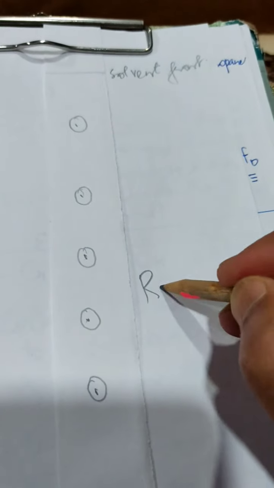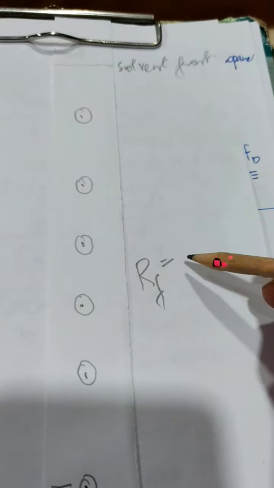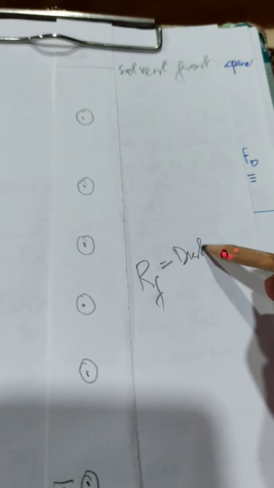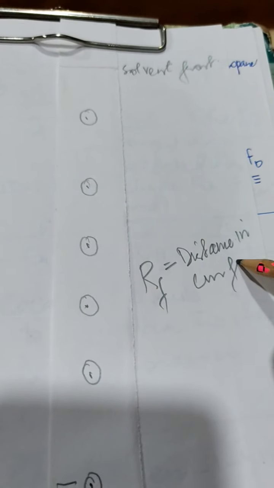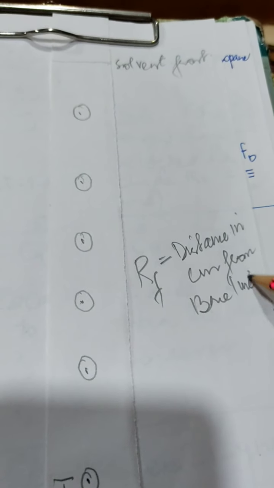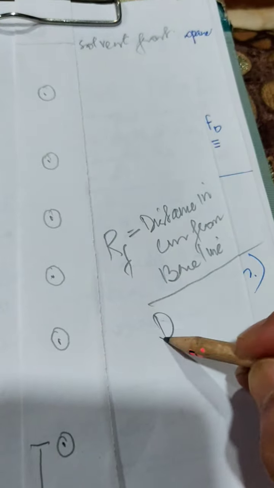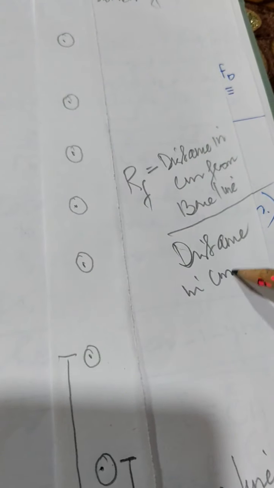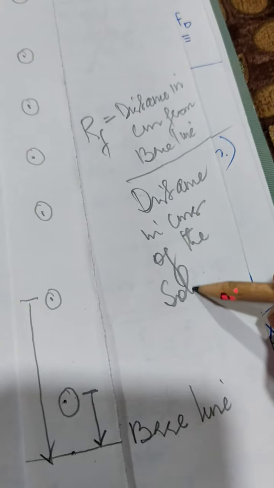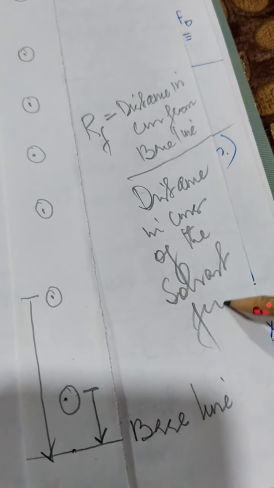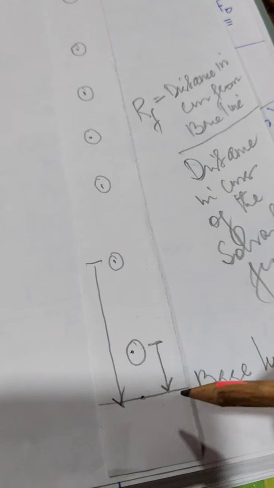Then we calculate its RF, and RF is defined as the distance in centimeters of a spot from the baseline divided by the distance in centimeters of the solvent front from the baseline. This is the distance of the solvent front from the baseline.